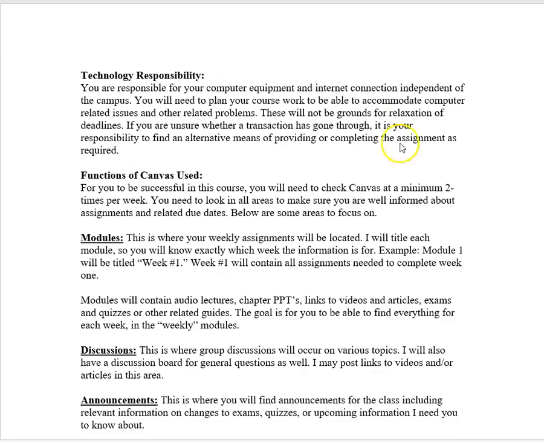So along with the online part, we need to spend a minute here talking about the responsibility of technology. Now, you need to know that you are responsible for your own computer equipment and internet connection independent of the campus. So with that being said, if something happens at the college and the internet goes down, then we'll make arrangements for that, or we'll give extra time, or we understand those type of issues.